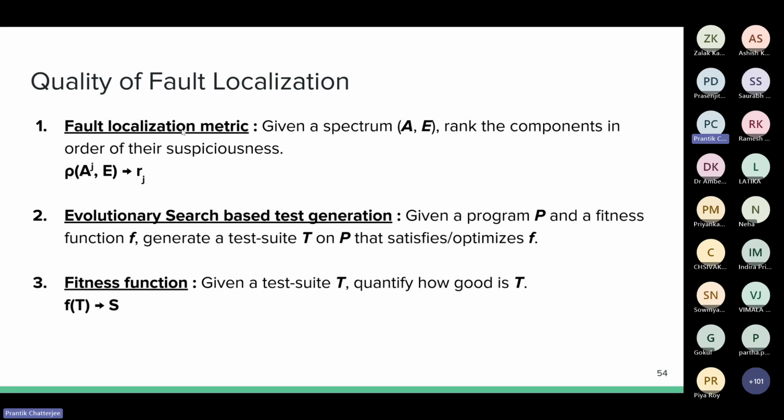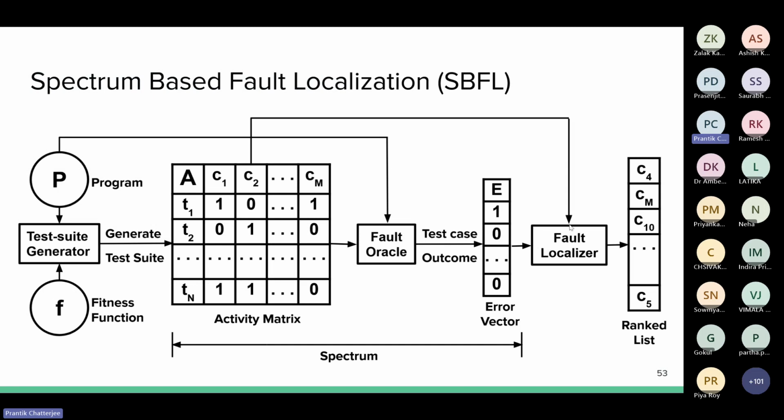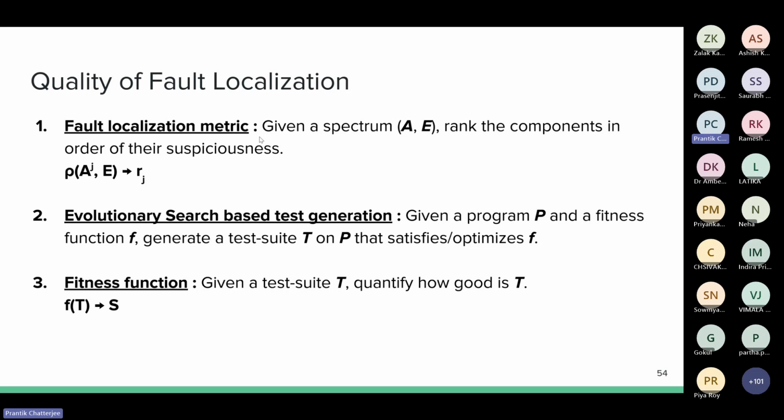So the first factor is obviously the performance of this fault localization metric, this particular component in this picture. What the fault localization metric does, as we had manually designed, is take as input the spectrum, which is the activity matrix and the error vector, and it ranks the components in order of their suspiciousness. So corresponding to every column J in the activity matrix, it will produce a score Rj.